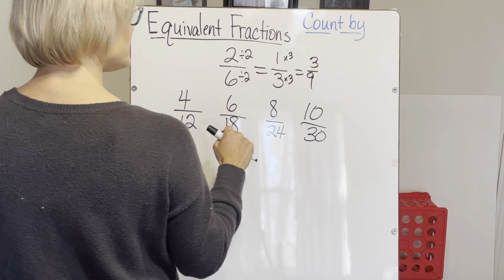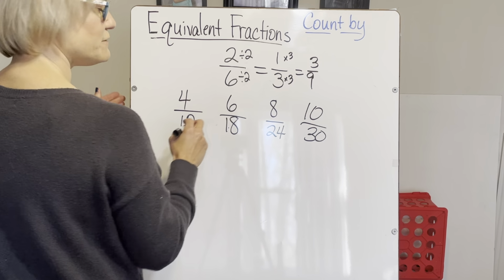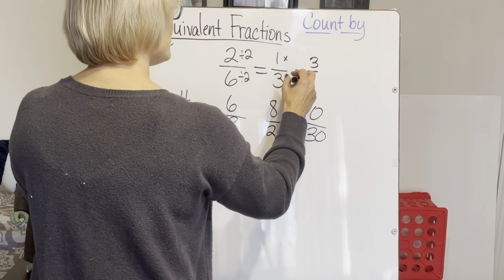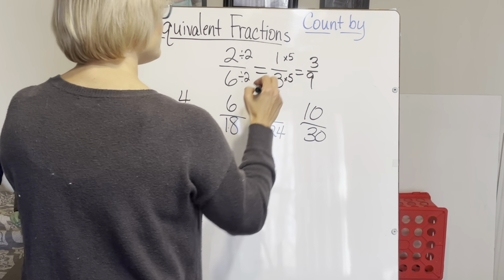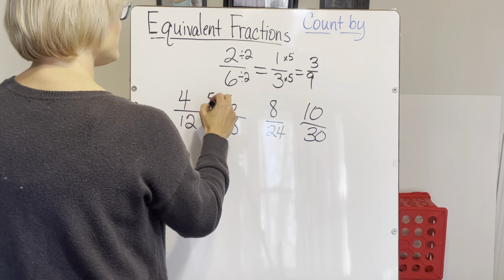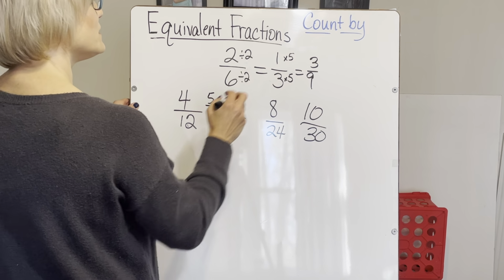1, 2, 3, 3, 6, 9, 12, 15. Where would the 15 come in? I'm missing the 15 here. So I can take this 1/3 and I can do 5 and 5. And I can do 5/15.